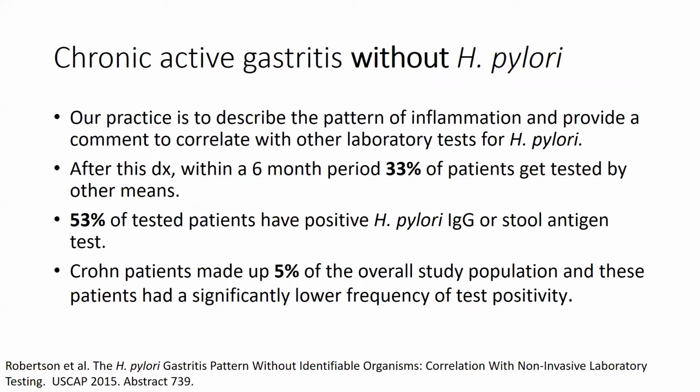Our practice, when we think it's H. pylori but we don't see the organisms, is to describe the pattern of inflammation and provide a comment to correlate with other laboratory tests for H. pylori. Now, after this diagnosis, within a 6-month period, only a third of the patients get tested by other means. And 53% of patients that are tested for H. pylori have a positive IgG or stool antigen test. Interestingly, Crohn's patients in this study made up 5% of the overall study population, and these patients had a significantly lower frequency of test positivity.